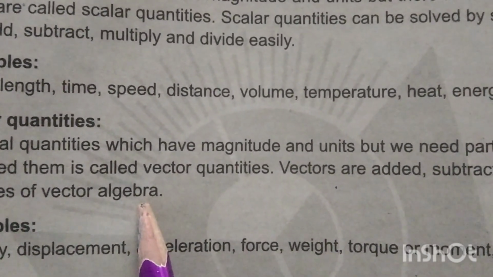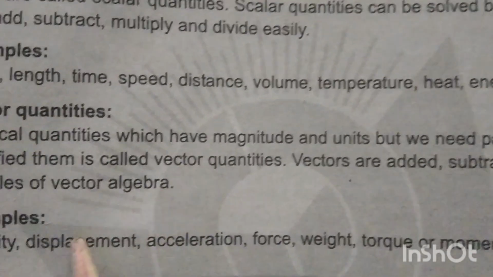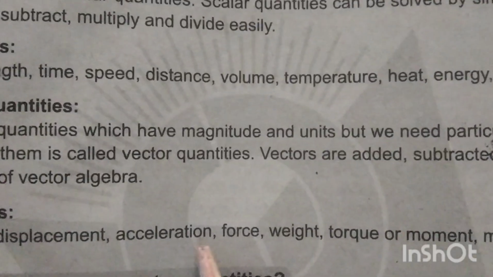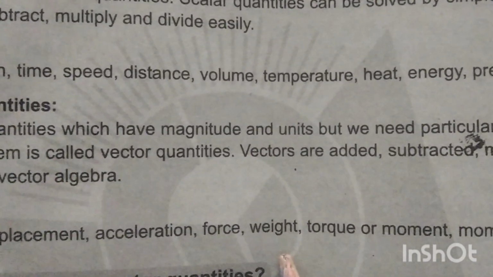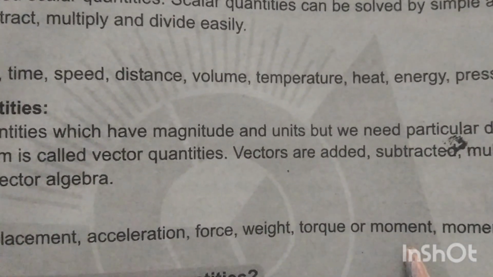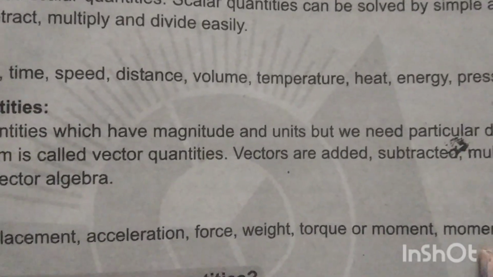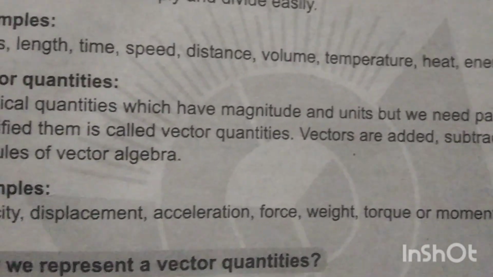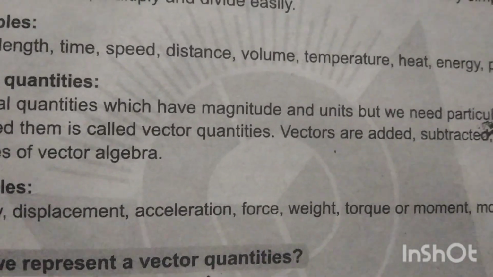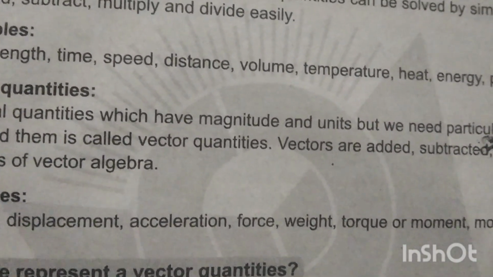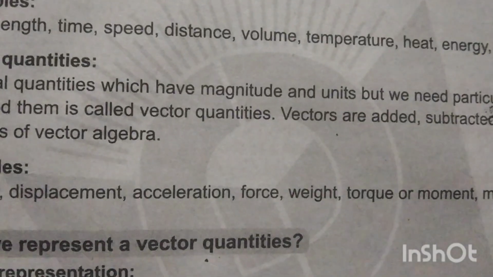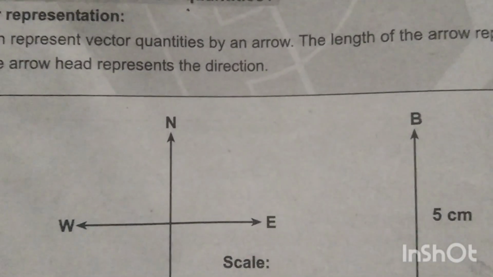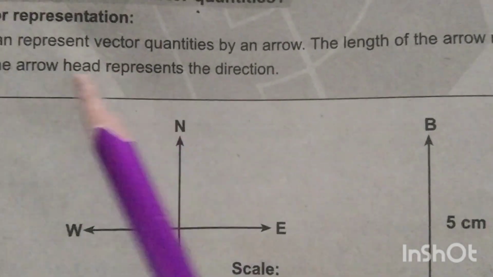Common examples we use daily are velocity, displacement, acceleration, force, weight, torque, moment and momentum, etc. So many examples are present in physics and in our life. Now the question is: how can vector quantities be represented?